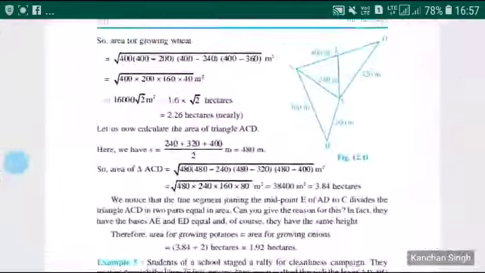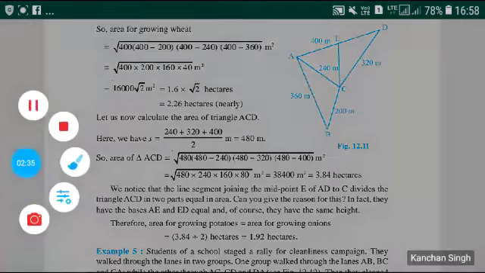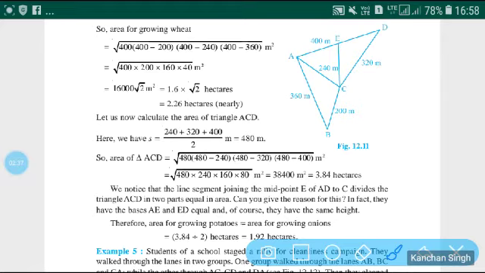Here it is the shape of the plot. All the three shapes are in triangular form. So in the first case we got s equals 400. So the area for growing wheat is root of s into s minus a, s minus b, s minus c. So 400 into 400 minus 200, then 400 minus 240 and 400 minus 360. After calculating, 400, then 400 minus 200 is 200, and 400 minus 240 is 160, and 400 minus 360 is 40. So after calculating, 16,000 root 2 meter square.